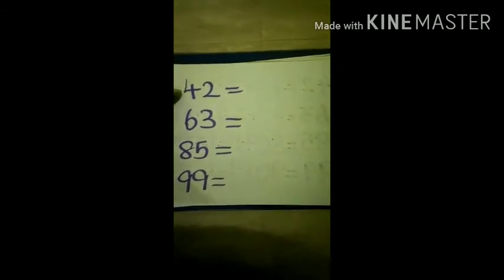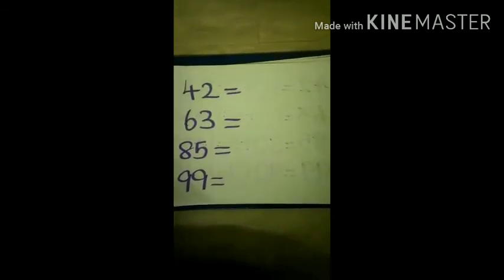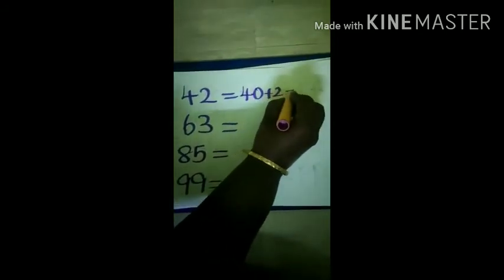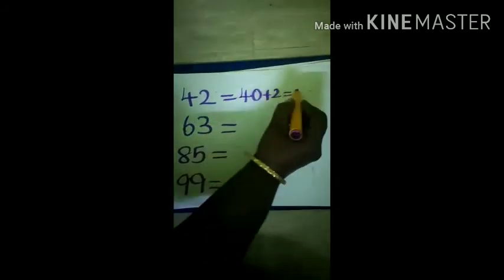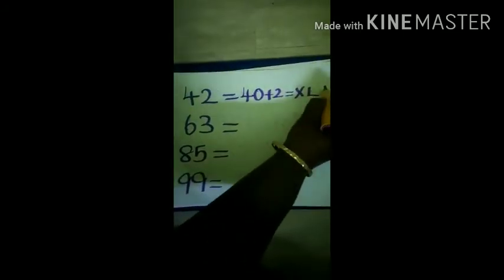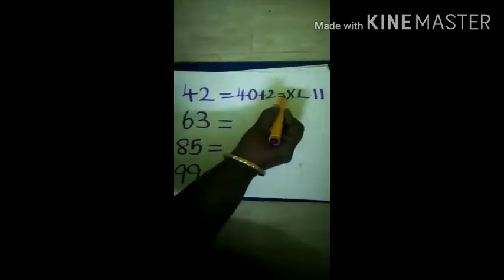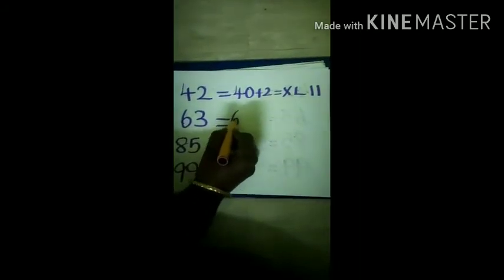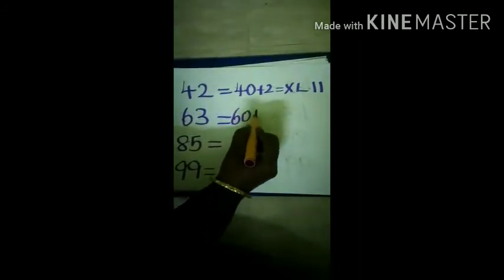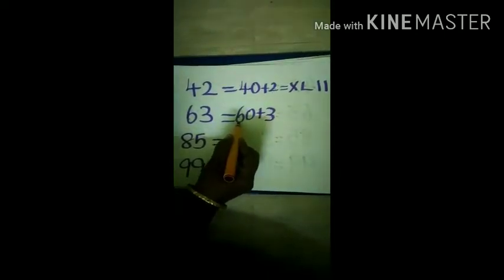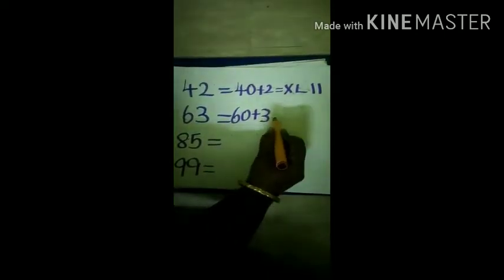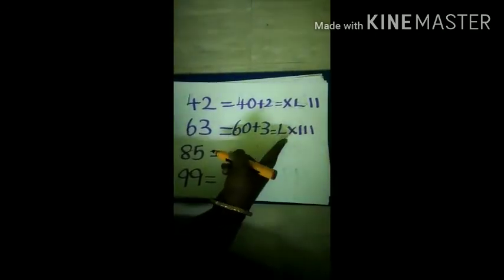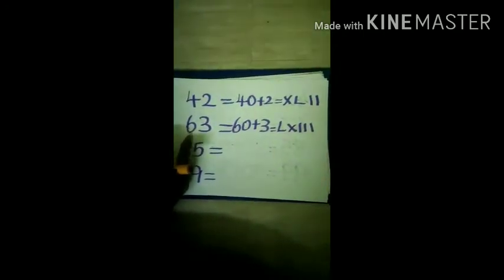The first number is 42. So 42, you can split it as 40 plus 2. We know that the Roman numeral for 40 is XL and for 2 is II. So XLII is the Roman numeral for 42. Next, 63. 63 can be written as 60 plus 3. The Roman numeral for 60 is LX, and for 3 you have to put III. So this is the Roman numeral for 63.